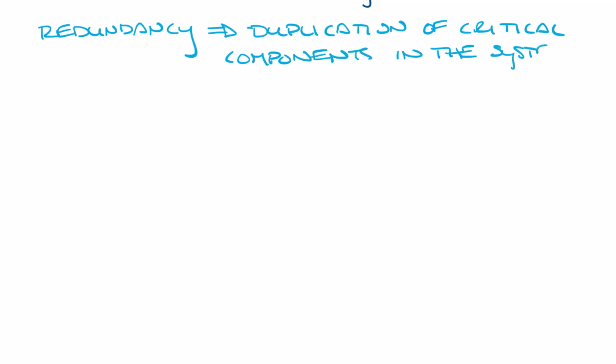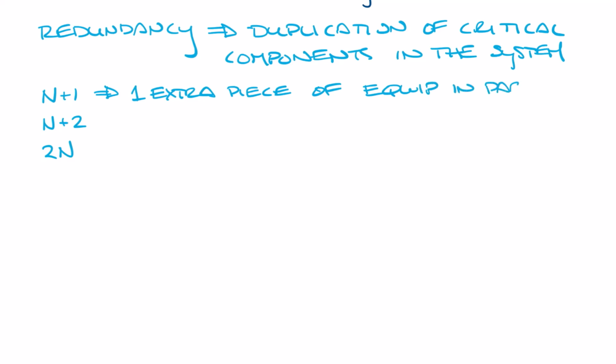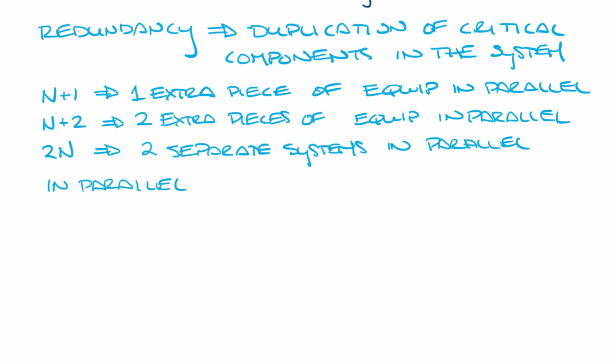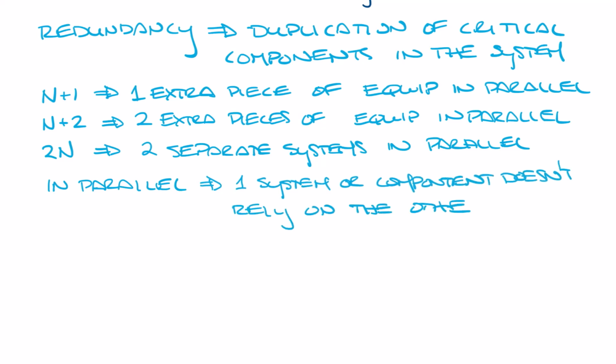So how do data centers meet these availability numbers? Well, this is where redundancy comes in. Redundancy is the duplication of critical components in the system. You'll see redundancy written as n plus 1, n plus 2, or 2n, or some format like that. N plus 1 means that you have one extra piece of equipment in parallel. N plus 2 means that you have 2 extra pieces of equipment in parallel in your system. And 2n means that you have 2 separate systems in parallel. They're in parallel so that one system isn't dependent on the other system to run.